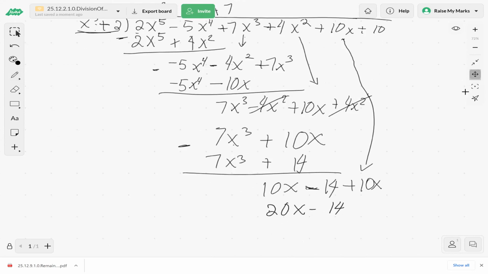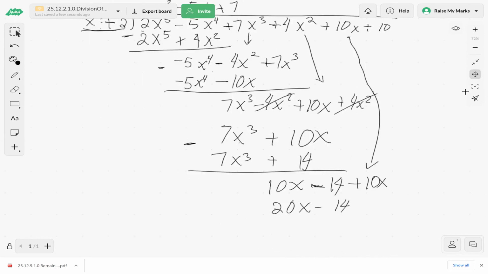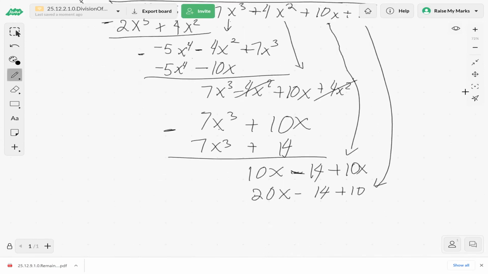Okay. It's not possible to multiply x cubed by anything to give us 20x. So we're going to bring the 10x down as well. And we end up with 20x minus 4. But this is our remainder.